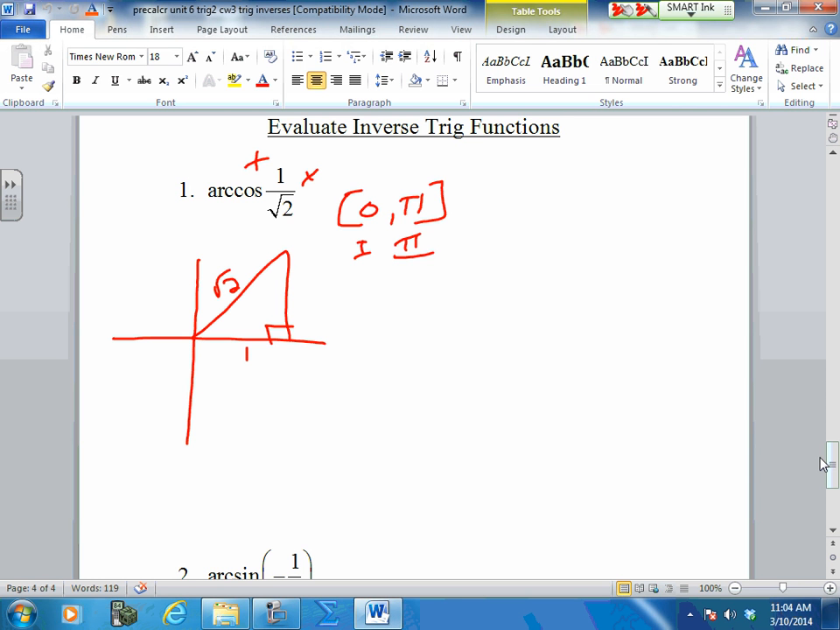What reference angle am I? 45. Therefore, what angle is this equal to? 45. I'm in quadrant 1, right? A 45-degree reference angle. So my angle has to be 45 degrees. Make sense?